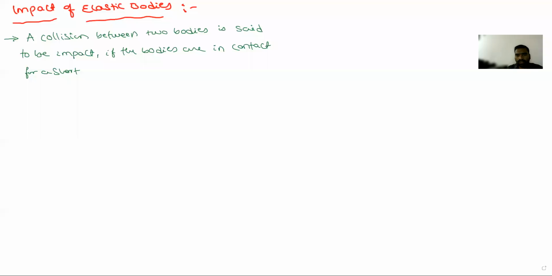Okay. So in the last class we have studied the work energy equation and impulse momentum equation. So now we will move on to the impact of elastic bodies.